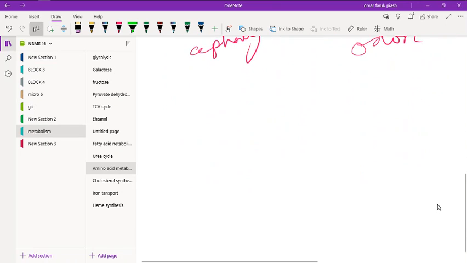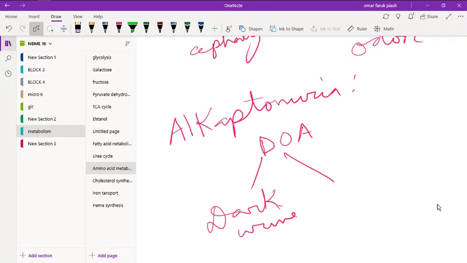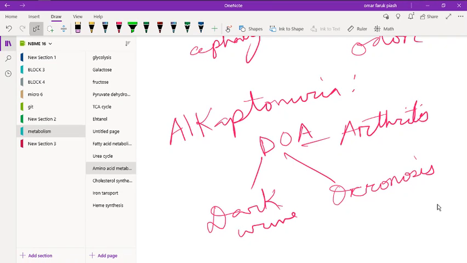And for alkaptonuria, where there is an enzyme deficiency called homogentisate oxidase, you can remember the features by DOA, that means dark urine, ochronosis, and arthritis. These are the three features you have to remember in case of alkaptonuria. Dark urine usually happens when the patient passes urine in the morning. And ochronosis is a blackening deposition around the cartilage.